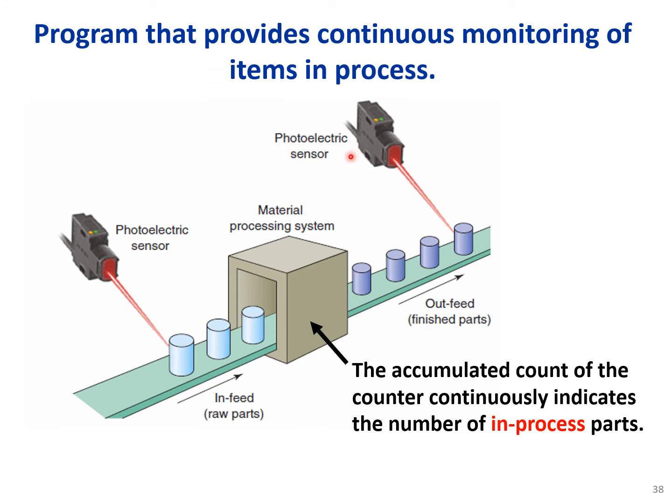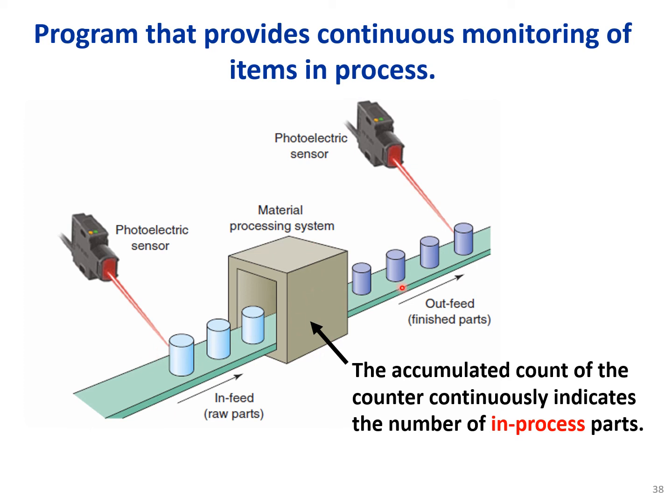Program that provides continuous monitoring of items in progress. Here we are using two sensors, one for the input materials or in-feed parts, and one for the output parts or output materials. The accumulated count of the counter continuously indicates the number of in-process parts. So inside this box or machine, we don't know what the process is. For the purpose of this example, it doesn't matter to us.